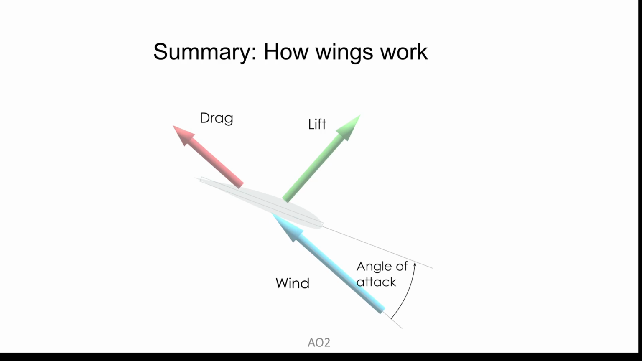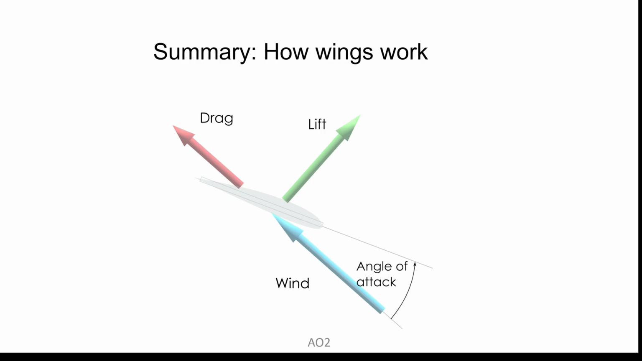So summary, how do wings work then? The important thing we've seen is that a wing will produce lift when it is set at an angle to the wind. So we can either move the wind, or we can move the wing, or we can act as a control surface, but the main thing is that the lift is proportional to this angle between the plane of the wing and the wind, and that angle is called the angle of attack.